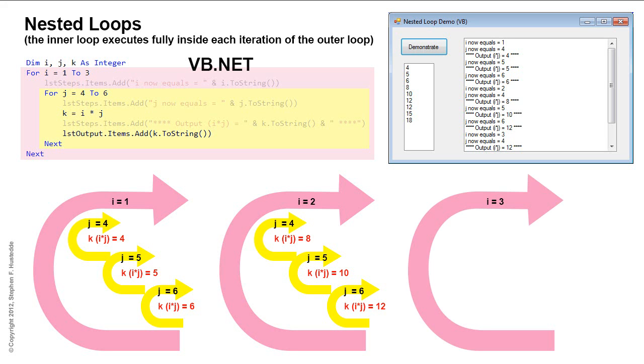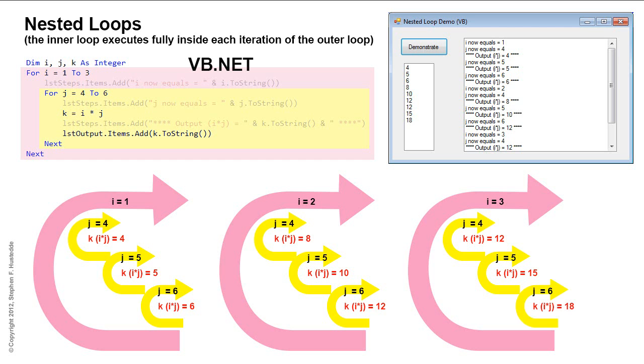Then in the next iteration of our I loop, I equals 3. Once again, we will execute the inner loop completely 3 more times. So the first time, j is set to 4. 3 times 4 is 12. Then j becomes 5. 3 times 5 is 15. And then j becomes 6, and 3 times 6 is 18.